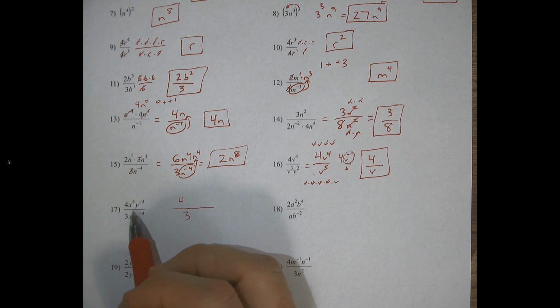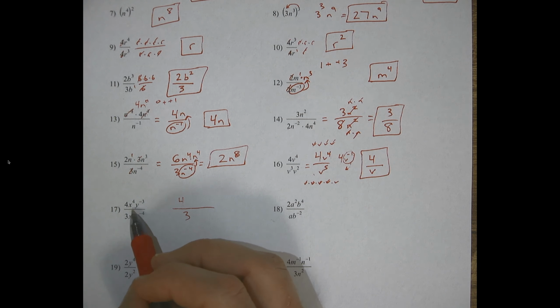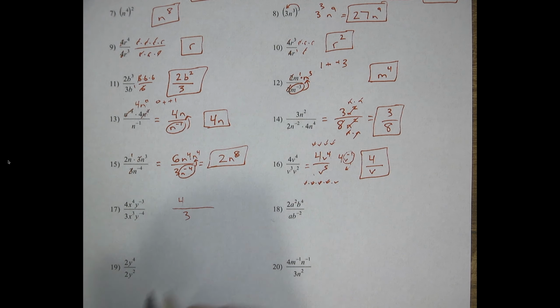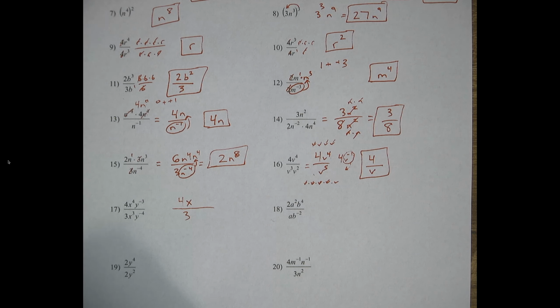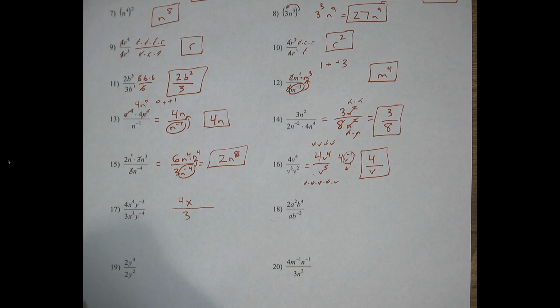Since I have my x's both positive here, let's just start with those. The quotient rule says I'm subtracting. So 4 minus 3 is 1. When you use the quotient rule, your answer always goes up top, at least to start. But since it's a positive 1, it's going to go up top and stay up top. It doesn't have to go to the bottom because I didn't create a negative.